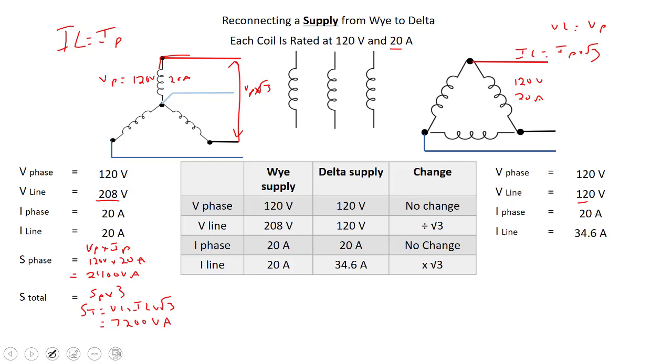Going ahead, let's look at the delta. Apparent power of the phase is V phase times I phase. So 120 times 20 is still going to be 2400 VA. For the apparent power total, we can use the same thing: S of the phase times 3, or V line times I line times root 3, gets us the same thing. And that's still going to work out to approximately 7200 VA.